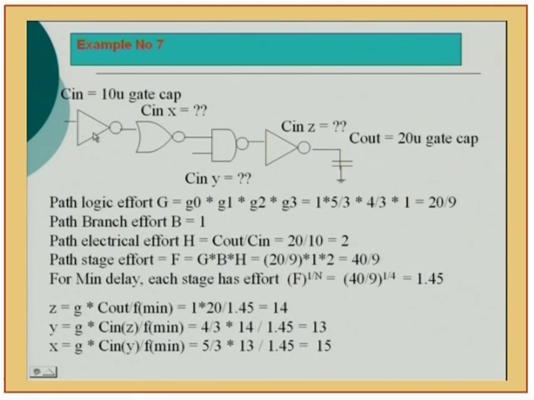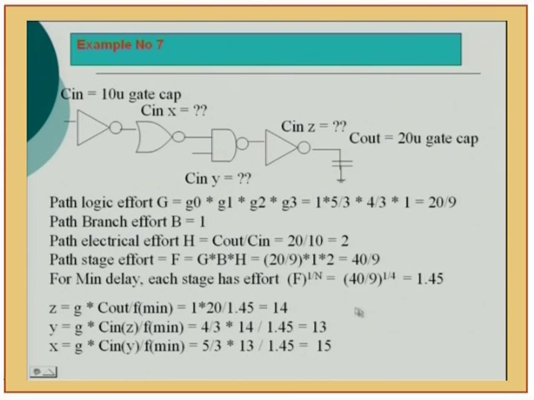This is 1, G1 or G0. This is 5 by 3, 4 by 3, 1. So the new path logical effort is 5 by 3 into 4 by 3, which is 20 by 9. There is no branching, B is 1, electrical effort is still, say output is 20 and C is 10, so 2. Calculate capital F, which is 40 by 9.